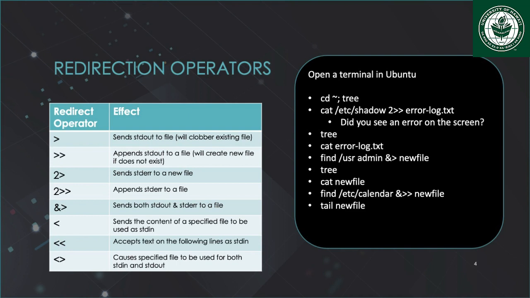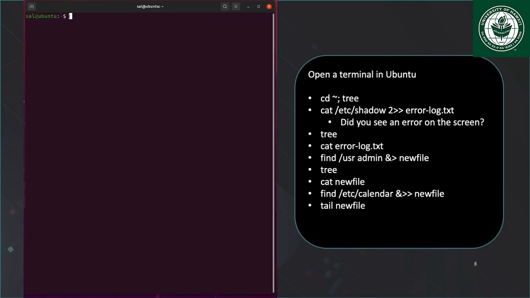Now we can add a 2 in front of that greater than or double greater than sign to have the standard error output sent to a file, and the ampersand will send both the standard out and standard error to a file. Now the bottom 3, the less than, double less than, and the greater than and less than together, are used for redirecting standard in, and they're beyond the scope of a typical introduction to Linux class like we're doing right here, but they're included here so you know generally what they do. So let's go ahead and use the standard error and both redirects.